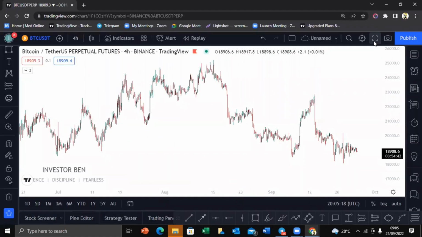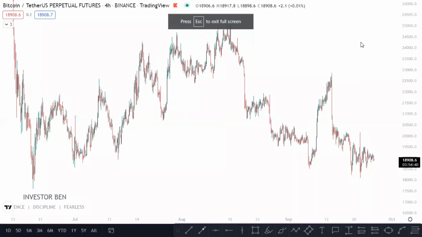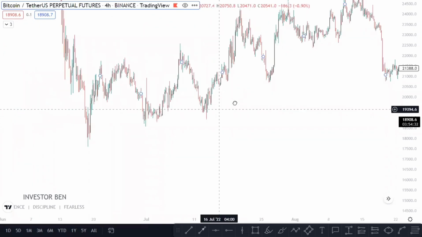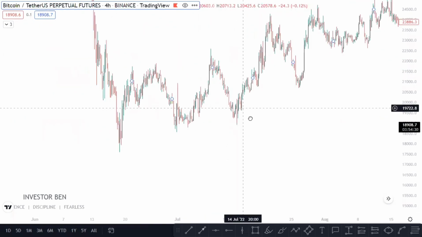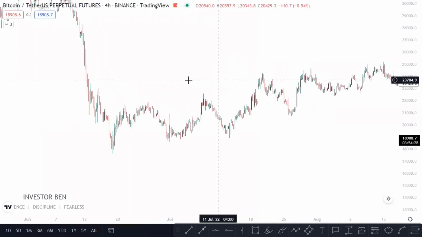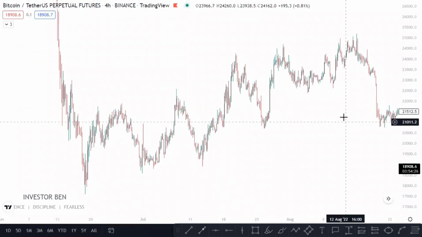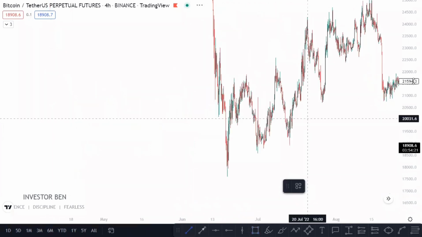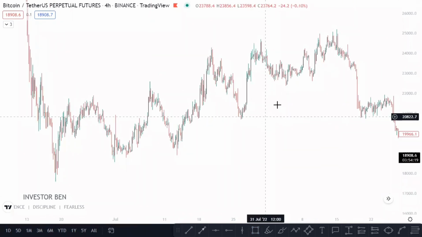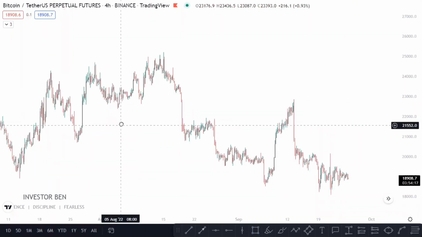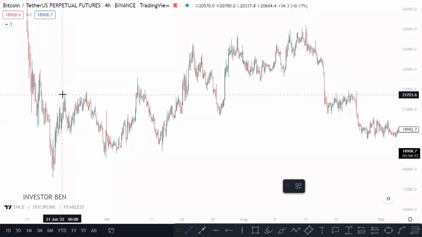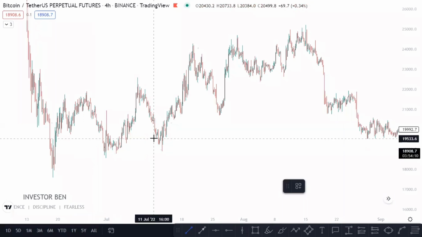Okay, let's look at the structures at this point. We are in an uptrend, a full, clear uptrend, right? Price was breaking highs and everything, right here.